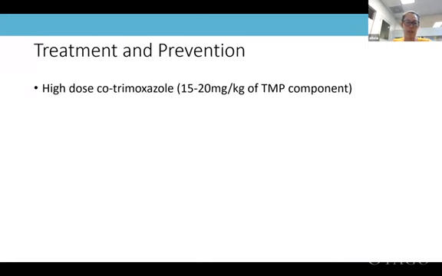So treatment is with high-dose cotrimoxazole. So this is not even an antifungal, it's an antibiotic, but it treats PJP. You use quite high doses, quite a lot higher than you would for bacterial infections.